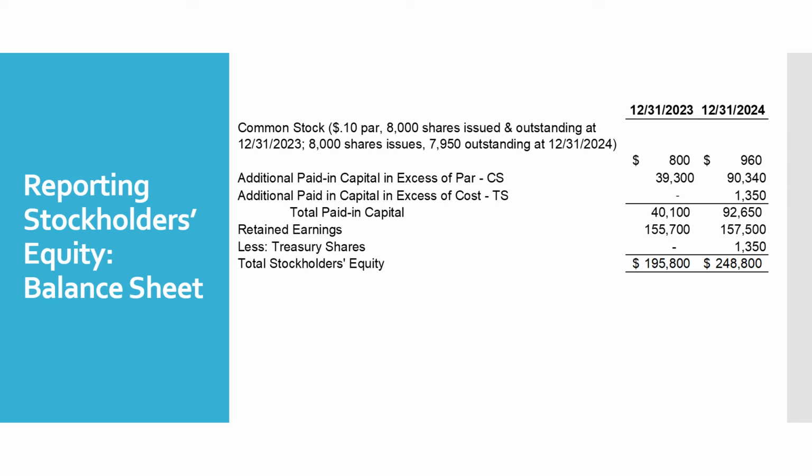So at the end of 12/31/2023 we had 8,000 shares issued and outstanding. At the end of 2024, we had 7,950 outstanding because we still had 50 in our treasury. So we've got our additional paid-in capital in excess of par stock account for 2023 and 2024. We only had a balance in additional paid-in capital in excess of cost for our treasury stock at the end of 2024. We've got our retained earnings balances, and for 2024 we are subtracting out that treasury stock account balance.